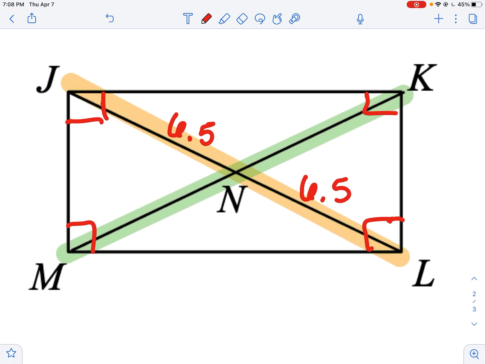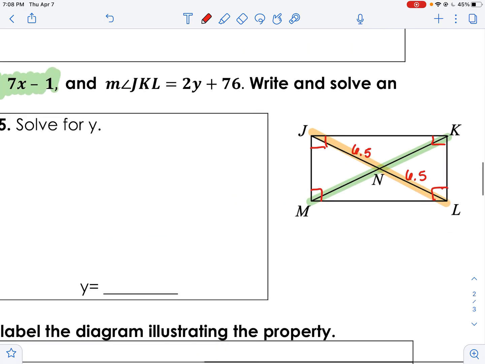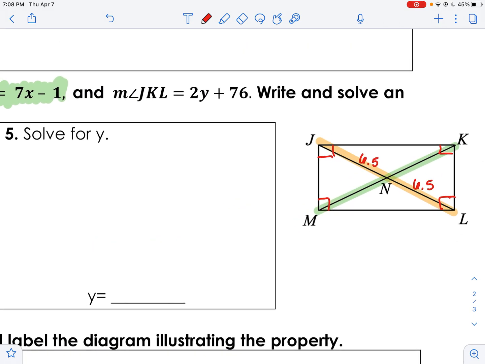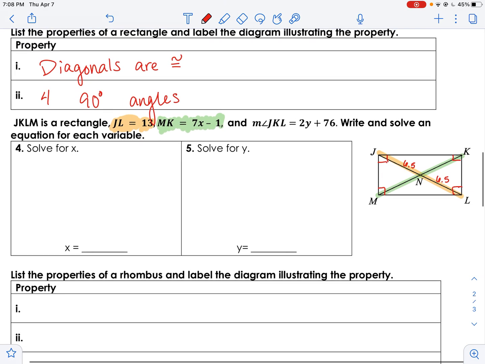Well, what do I know about the diagonals in any rectangle? Well, one of my very important rectangle properties, one of the first ones we learn, because it's so useful in construction and in measuring, whether you're putting together a bookcase or a house or a car, whatever you're doing, you need to know that the diagonals should be equal.